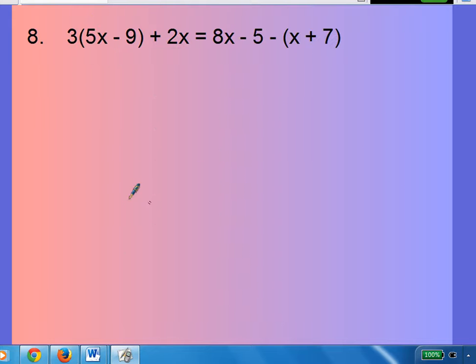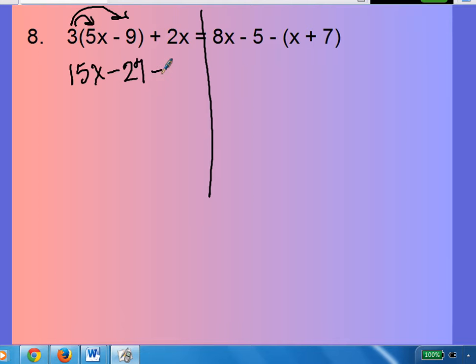We have one more problem here, and I noticed that a lot of people in class were struggling with this one. And it wasn't because of this part. It was this part over here. So let's first draw our border and start simplifying on this side. Let's distribute. So we get 15x minus 27 plus 2x equals 8x minus 5. It's all coming down. It's this minus that you have to distribute.